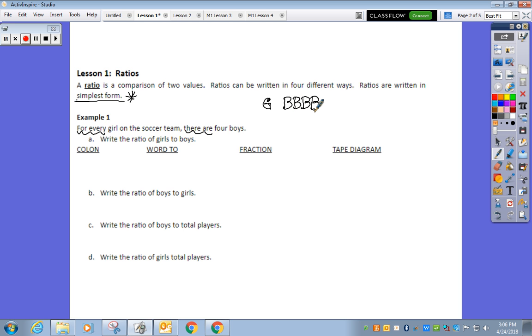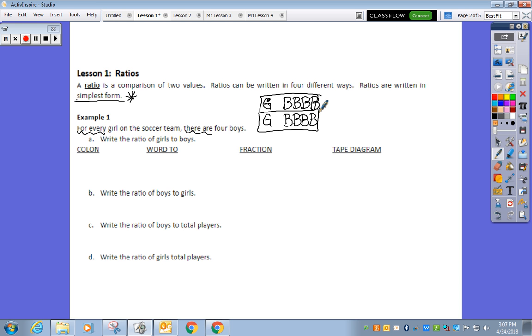What this means is if I want to keep the ratio the same on this soccer team, if I'm going to add one person, I have to add in the same ratio. So if I want to add more people to the team, I would have to add 1 girl and 4 more boys. So each time I'm increasing the number of teammates, I have to keep the ratio the same if I want that ratio to be the same. So for every 1 girl, there are 4 boys.